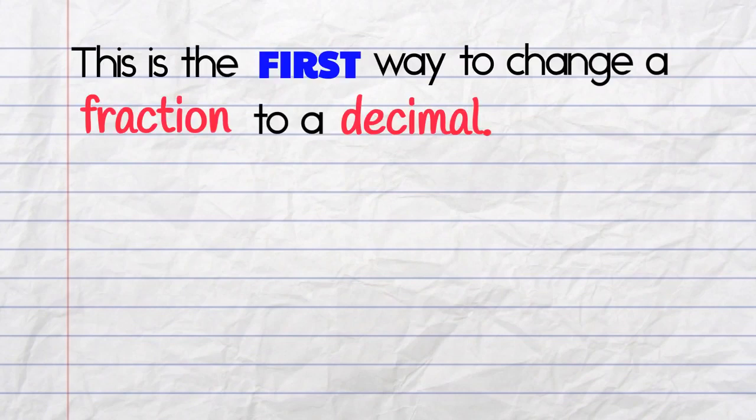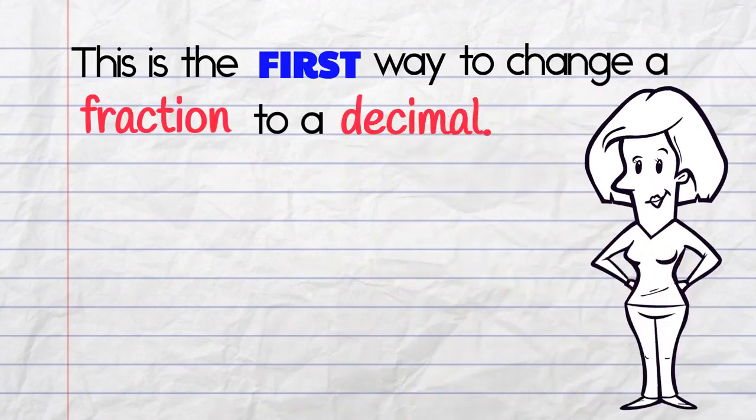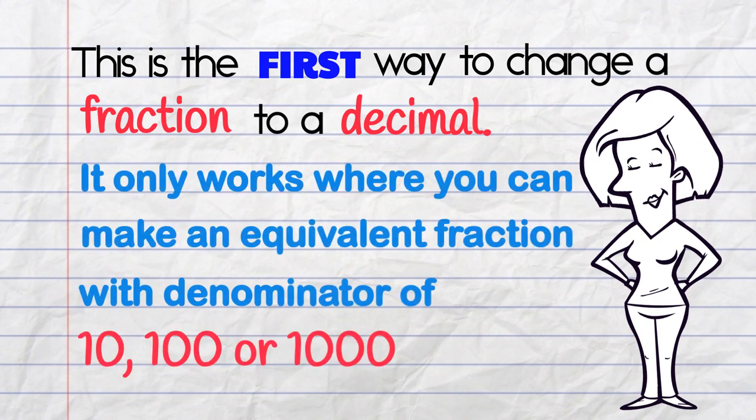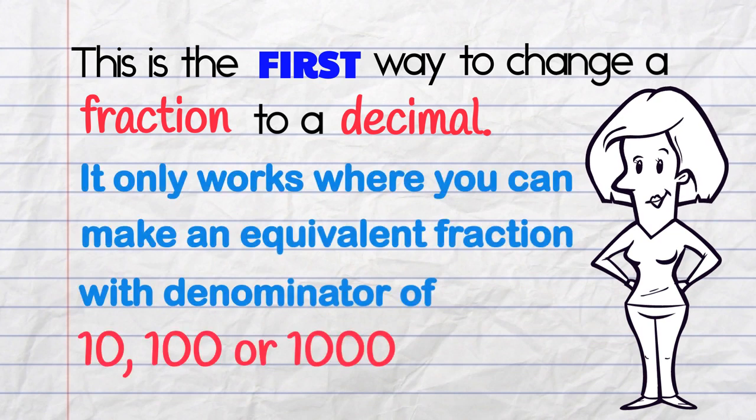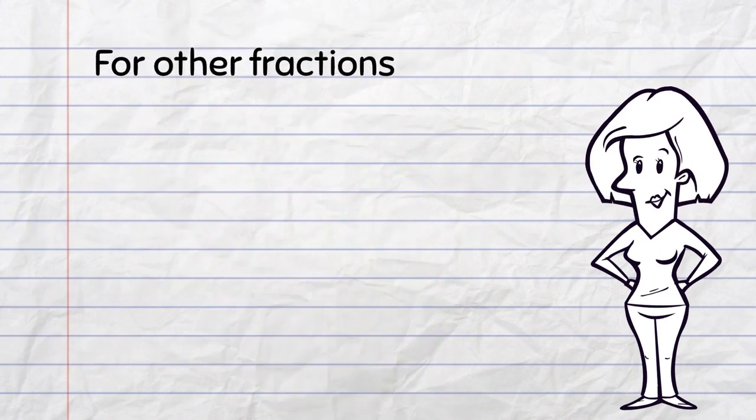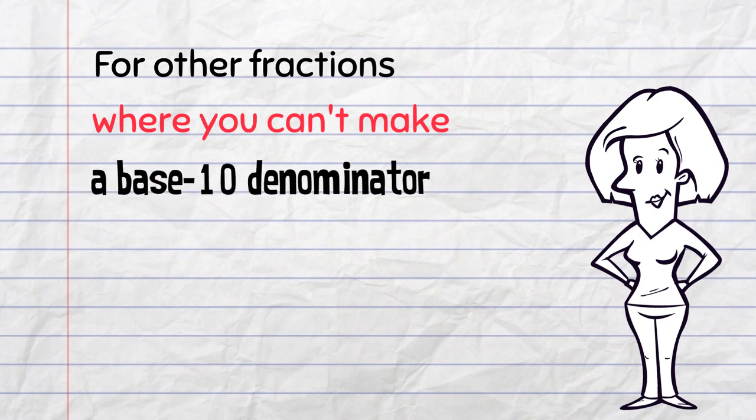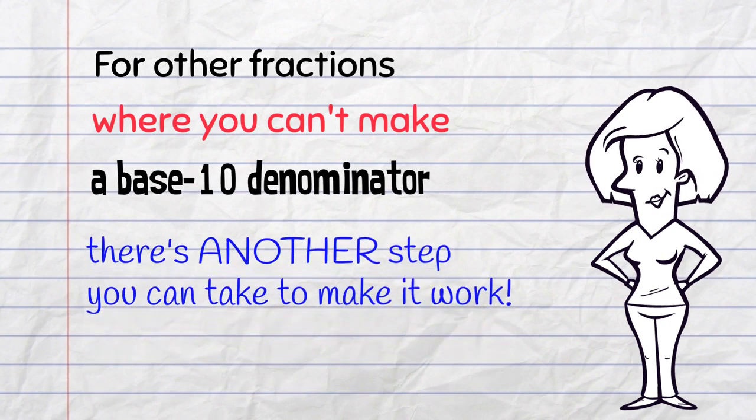This is the first way to change a fraction into a decimal. It doesn't work for every fraction, only those where you can make an equivalent fraction with a friendly base 10 denominator. For other fractions where you can't make a friendly denominator, there's another step you can take to make it work, and that's part 2 of fractions to decimals.